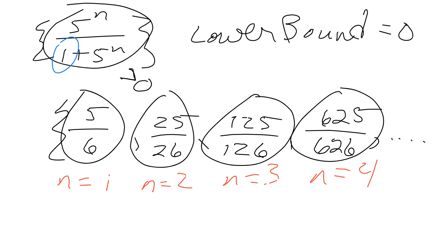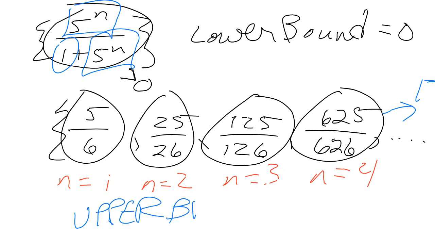And so ultimately, what dominates as n gets big? It's the 5 to the n power that dominates, right? So what happens here is this would approach 1 from the bottom side, right? So there is an upper bound of 5. Upper bound, not of 5, sorry, of 1. I was thinking ahead here.